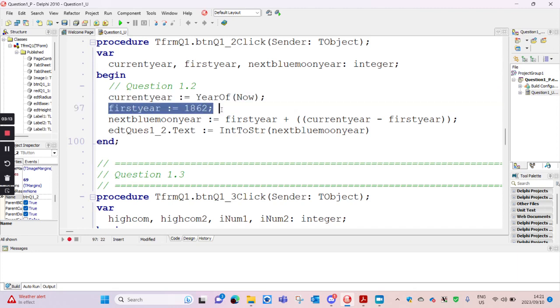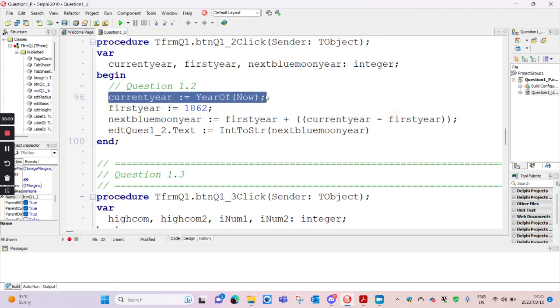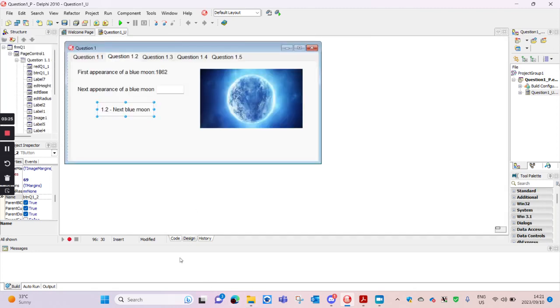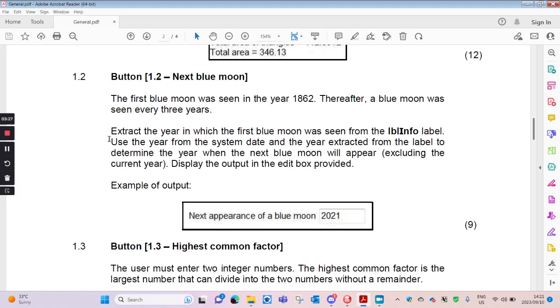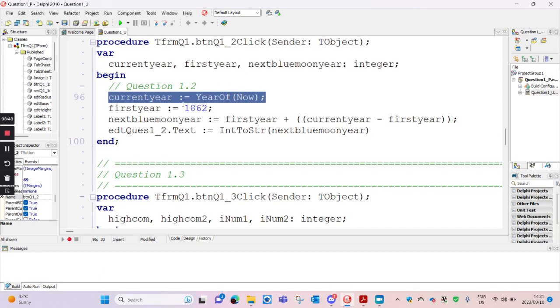The first year, you'll see this person, yes. So unfortunately not. Because the question told us, use the year from the system date. So they did say that we have to use the system date to get the current year. So they specifically asked for that, unfortunately. So we have to go that route.